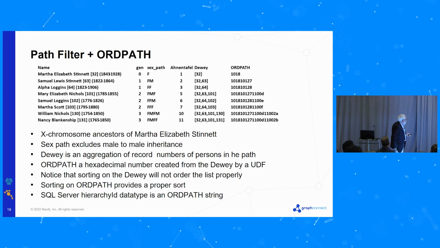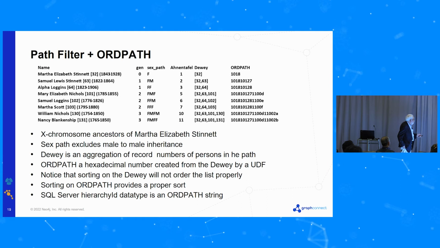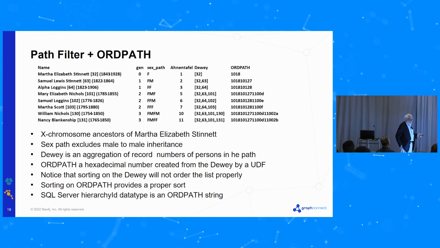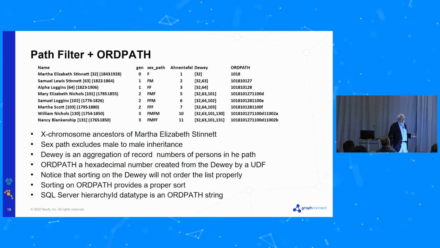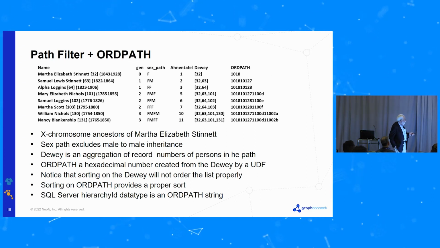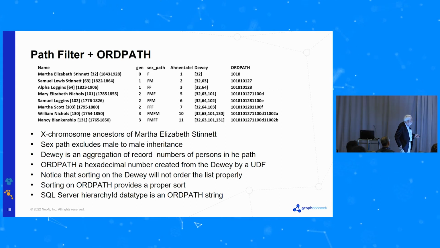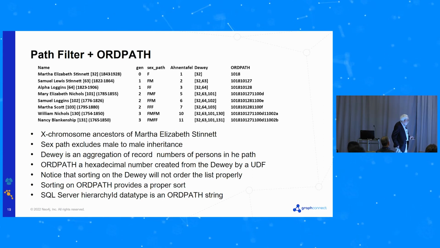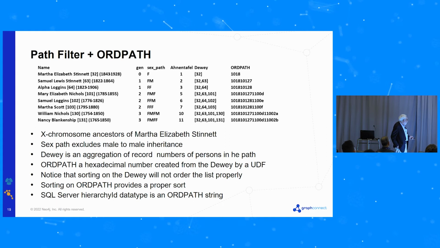Now the other thing that we do here, because if you sort, here we're collecting the record numbers. This has been called a Dewey string by the people who developed ORDPATH. If you sort by this, you're not going to get a sort that's in hierarchical order. ORDPATH is a concatenated bit string, in this case a hexadecimal number, and this number sorts by the hierarchical order. So we have a little function built into the plugin that will sort by ORDPATH.